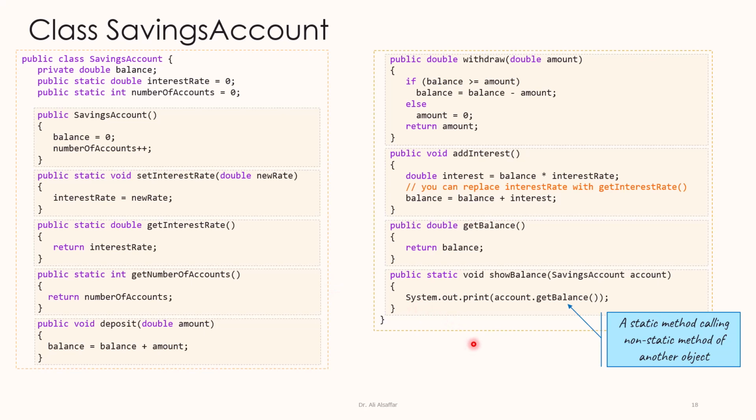In the last static method, show balance, it cannot use get balance to display the balance of the current object. Why? Because get balance is defined as a non-static method, and static methods cannot call non-static methods. However, if it is given an object of the savings account, then it can access the non-static method of this object. So if account is the object supplied to this method, then it can use get balance of this object to display its balance. So this method, show balance, cannot display the balance of its own object. However, it can display the balance of another object if it is given as an input parameter.